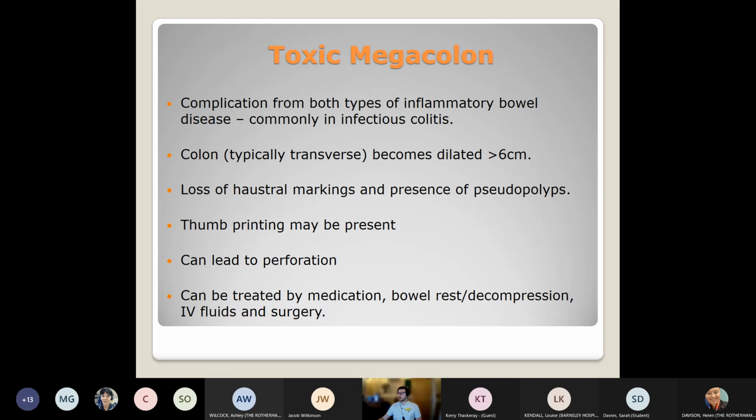I'm sure I've got an example of pneumatosis somewhere as well, which we'll get to. If we're not careful with colitis, it can sometimes progress to something called toxic megacolon. It's a complication from both types of inflammatory bowel disease, colitis, Crohn's disease, and often with something called infectious colitis. And it is quite a severe complication.